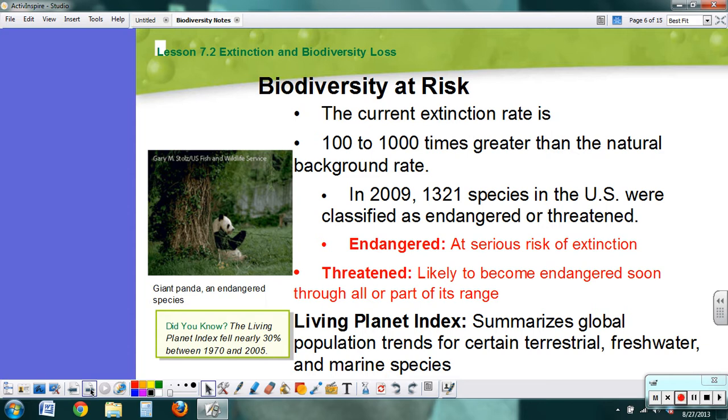There's different types of biodiversity risks, and we actually label them. There's the endangered species and the threatened species. Endangered species are at a serious risk of extinction, meaning they cannot come back themselves unless we help them. Threatened species is very close to endangered, but they could come back if we left them alone. Either way, they need our help.